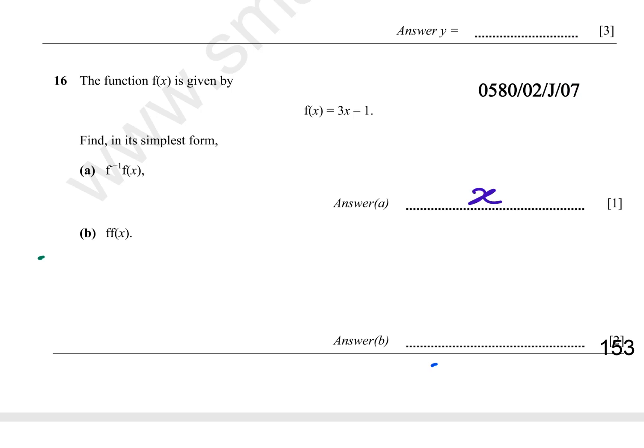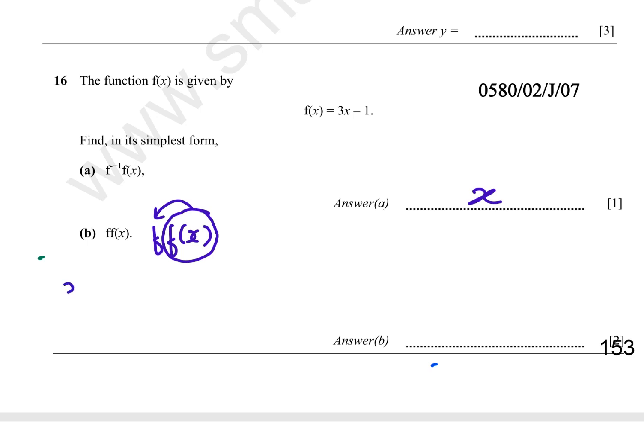Okay. So now the B part. f of f(x). Now for this, I'll just tell you a simple rule. If ever you have to find the f of f(x), what you're going to do is you take this f(x) and plug it into the outer function. So what is your f(x)? Your f(x) is 3x - 1 and the outer function also is f(x).